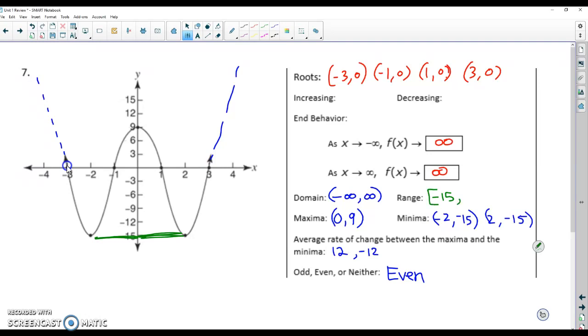The highest it goes is actually not at 9. Because remember, arrows mean that they go forever in that direction. So our graph actually goes beyond 9. In fact, it goes forever up. So that's going to be a positive infinity.